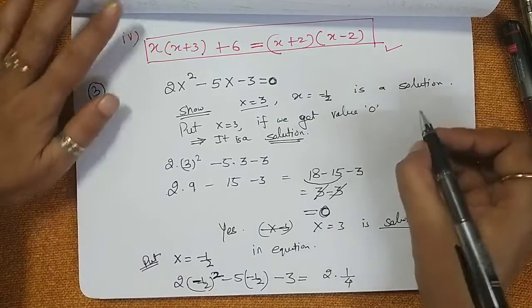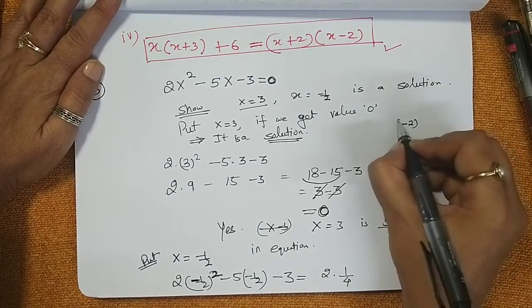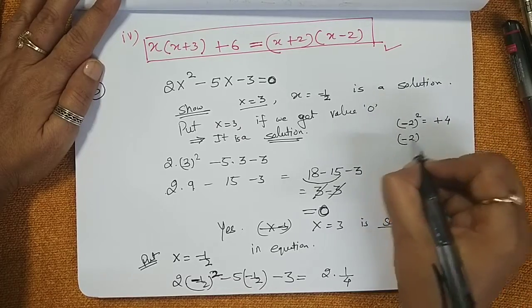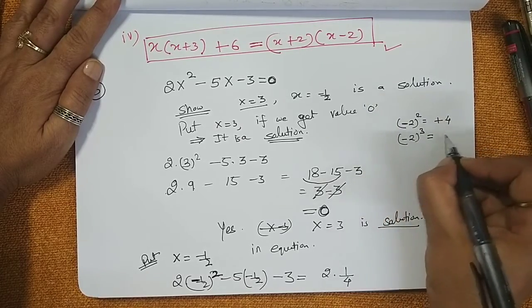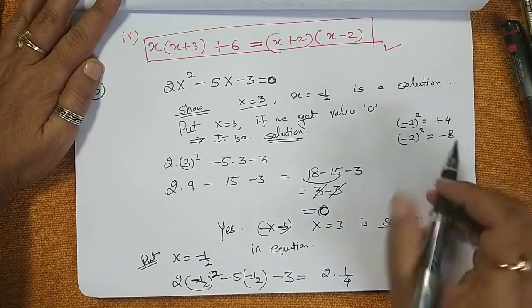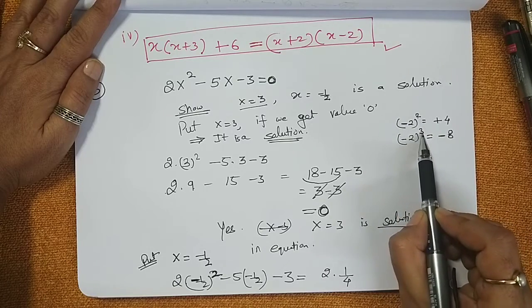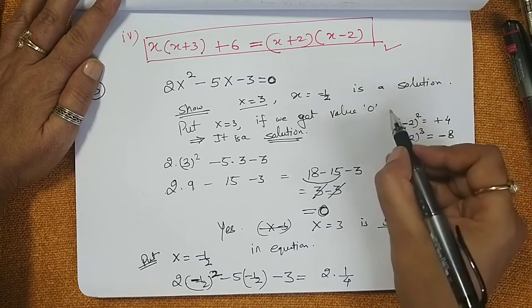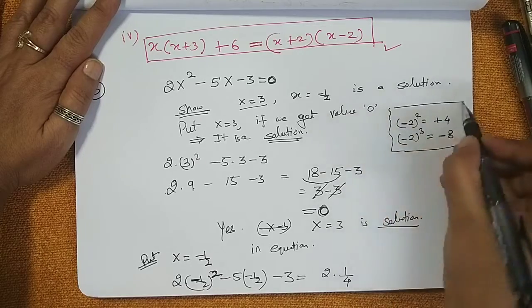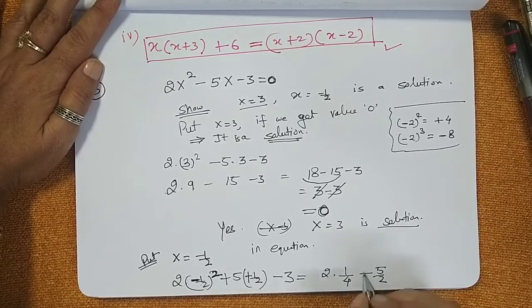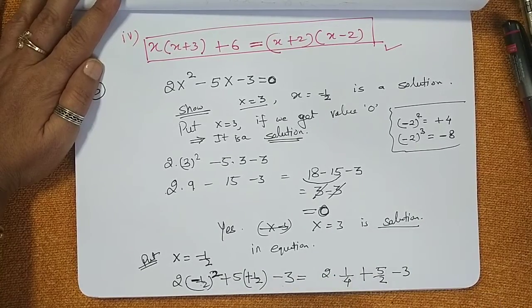See, if you have a minus number square, then it becomes plus 4. If you have a minus number cube, it becomes 8 with a minus sign. So for all even powers, minus becomes plus. For odd powers, minus remains minus. Okay, you should know this basic information. So here the square became plus 1 by 4, minus this minus will become plus 5 by 2, plus 5 by 2 minus 3.